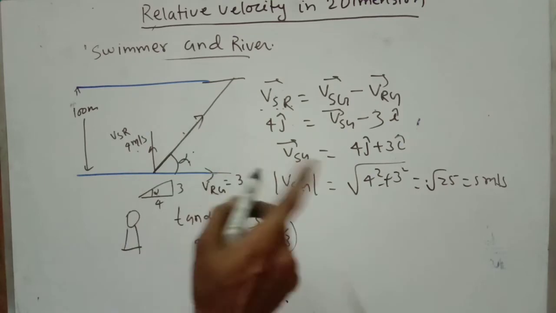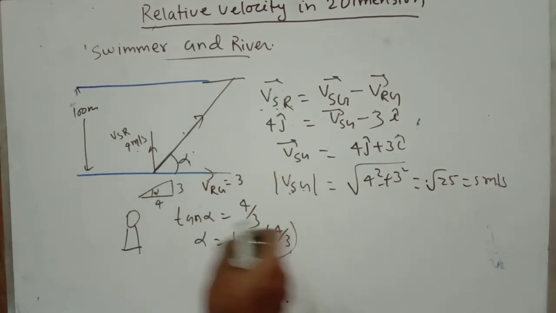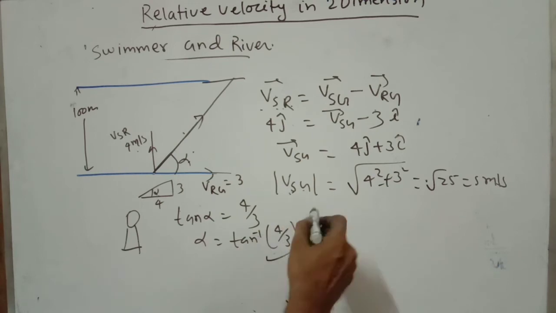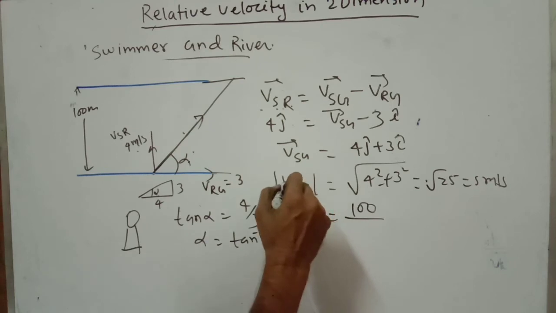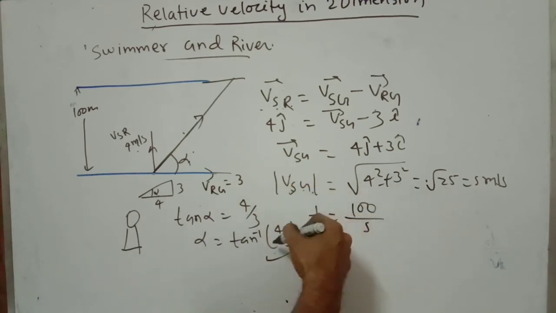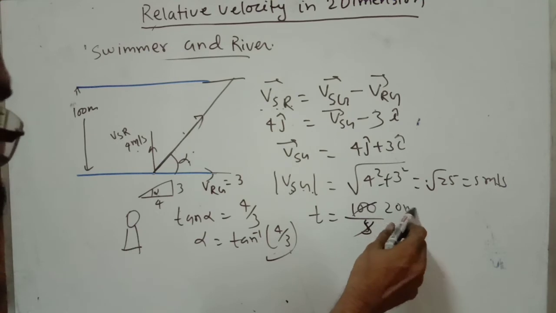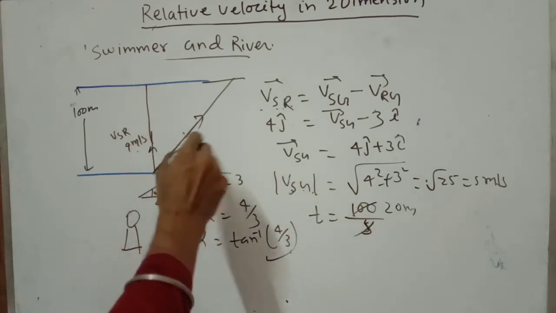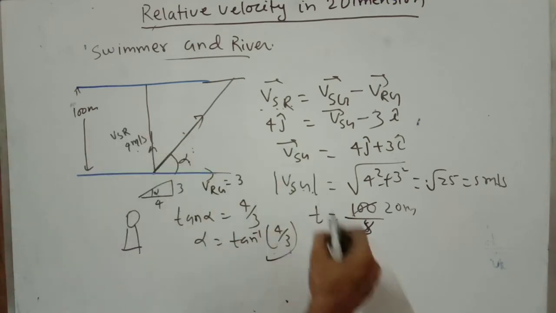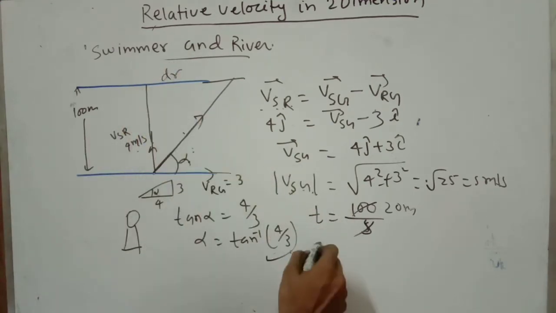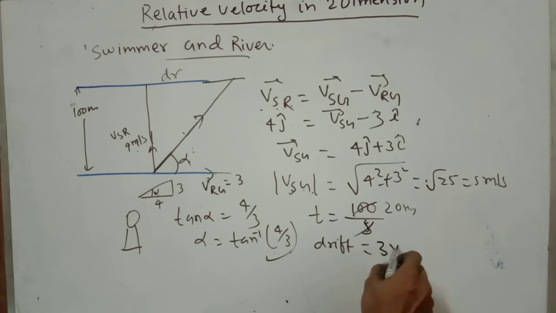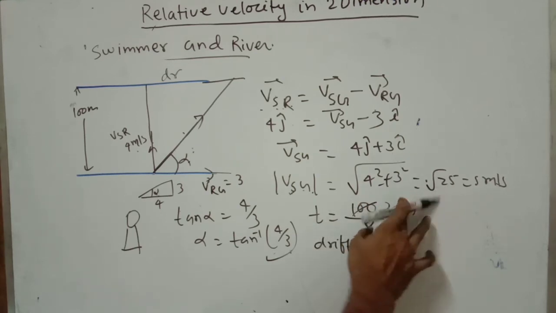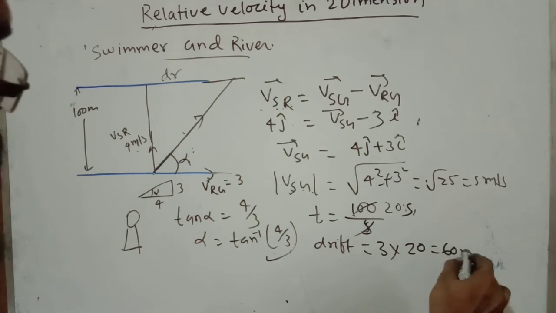After that the question is, what is the time taken, at which time he will cross the river. We are already told, t equals distance, the width of the river, 100, divided by the velocity of swimmer with respect to ground, 5 meter per second, so that's 20 seconds. And the drift of the man caused by the velocity of the river: drift equals river speed with respect to ground, 3, times time, 20 seconds. So you can write 60 meter.